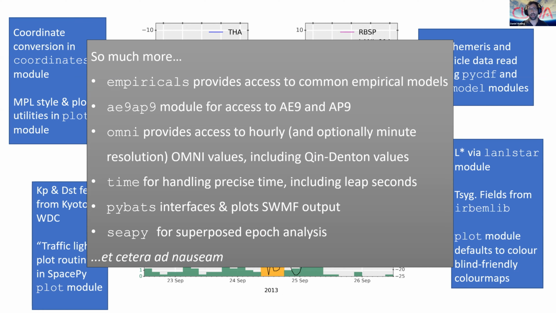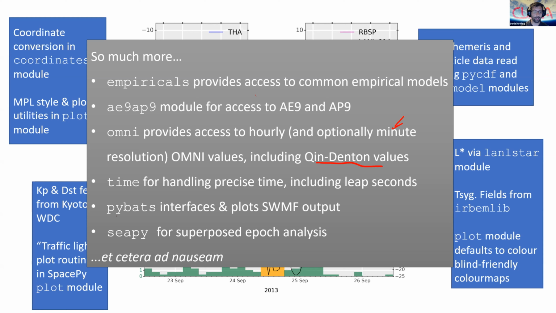When you install SpacePy, it will actually fetch the hourly OMNI data from the web, including the Kp and Dst values for calculating Sagawa Tsyganenko model values. And it's possible to change that to minute-level data if you pull it from the right spot. We have our own time module to handle the intricacies of handling time in space, including leap seconds.